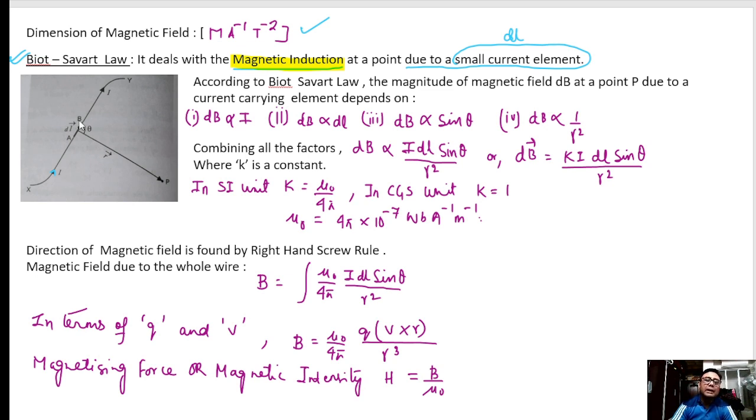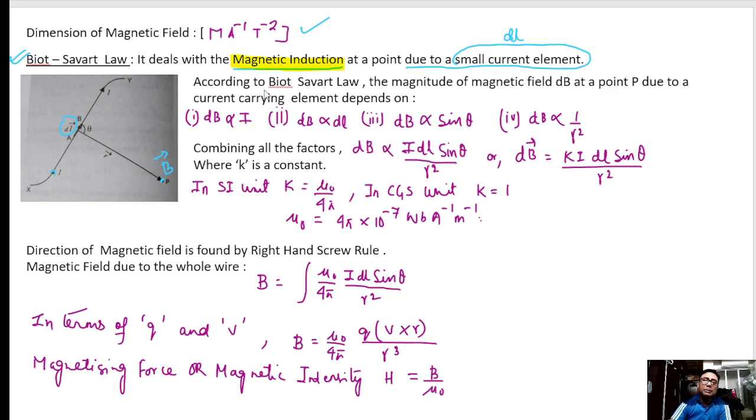Let us take a small element. I told you Biot-Savart law deals with a very small current element. So let us cut a small current element AB of length dl. This is the length dl, a small element through which current is passing. I want to find out at a distance r, at this point P, which is making an angle theta, what is the magnetic field here due to this current element dl carrying current I?